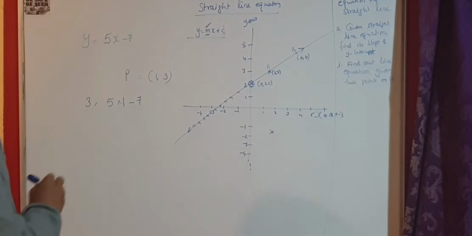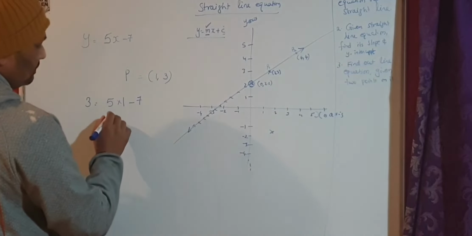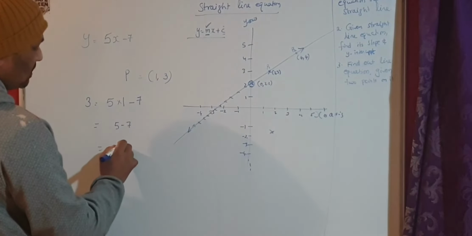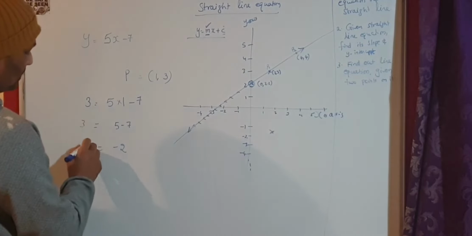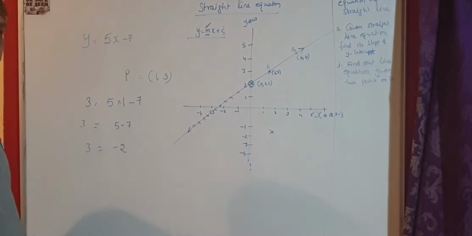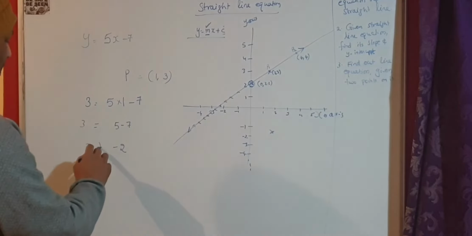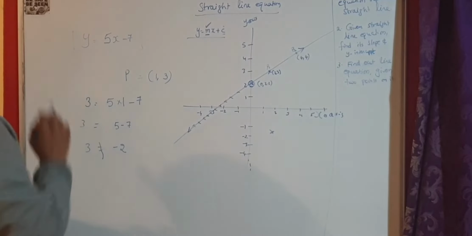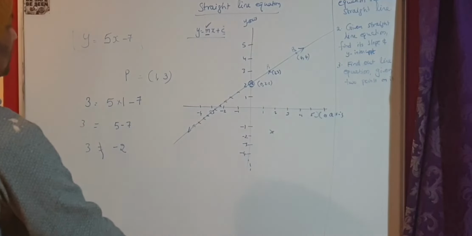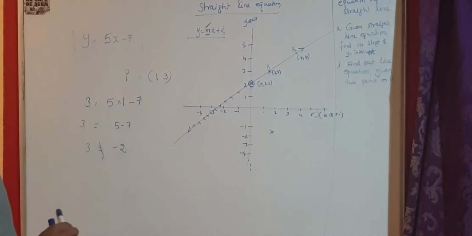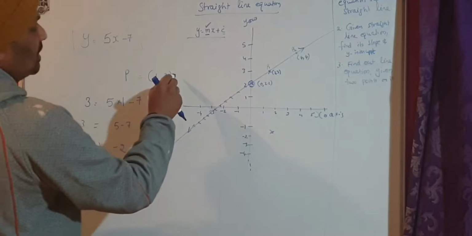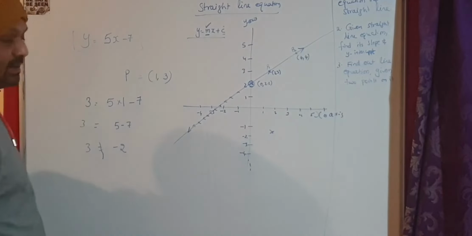Now you simplify it. 5 minus 7 is equal to minus 2. On this side, you have 3. So is 3 equal to minus 2? No, right? It's not equal. So this point is not satisfying this equation. That's why we say this point does not lie on this straight line.